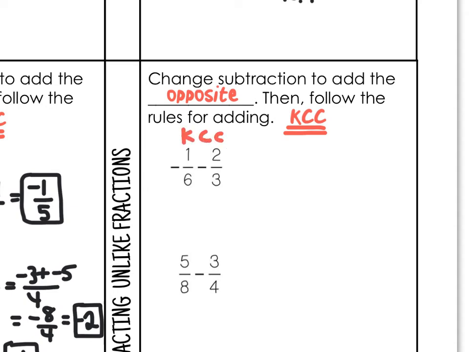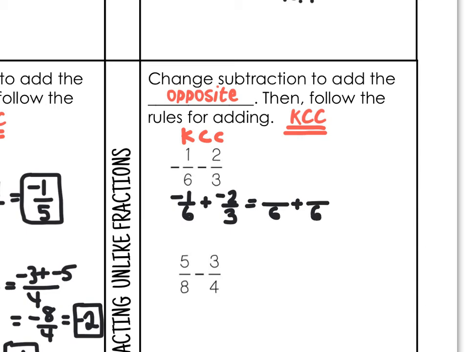All right, now our new problem is going to be negative 1/6. We're going to keep that. All right, and then we change this to a plus, and then the 2/3 becomes a negative 2/3. All right, now we have to find a common denominator. They're not the same denominator. So we look at 6. 3 goes into 6, so that's going to be our common denominator. So we're going to write here a 6 and a 6.